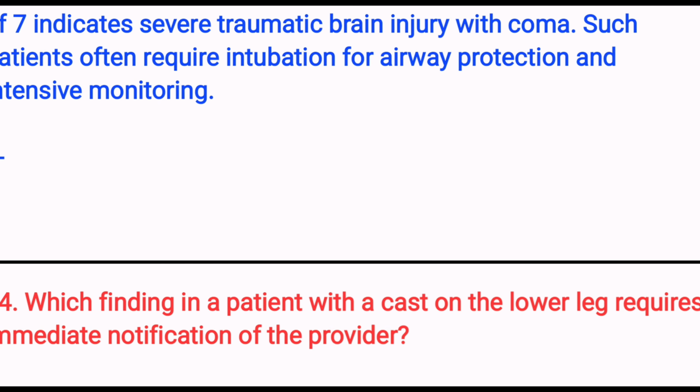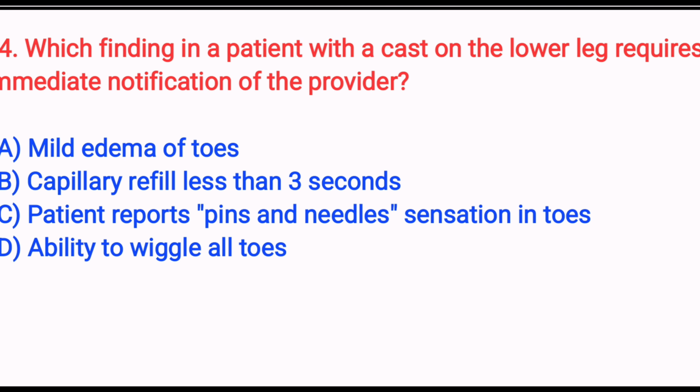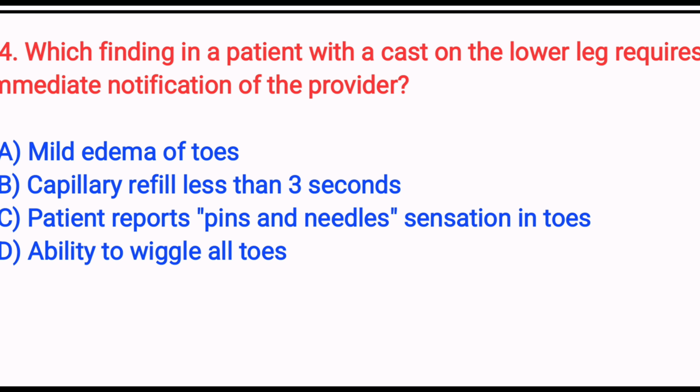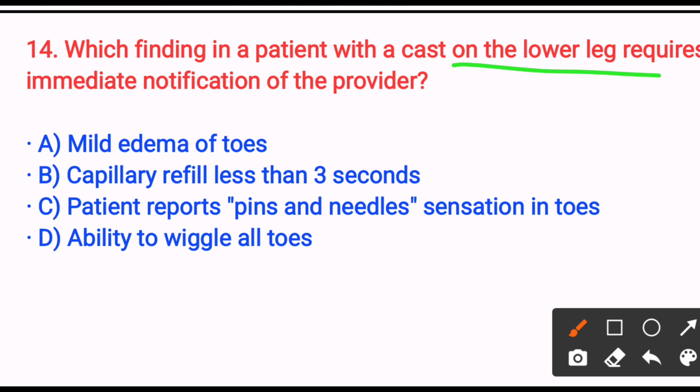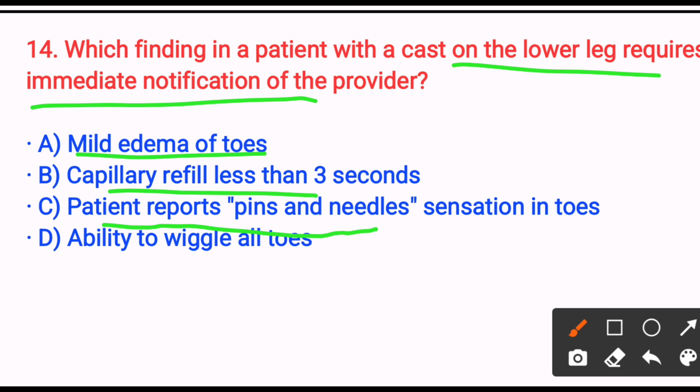Next, which finding in a patient with a cast on the lower leg requires immediate notification of the provider? Option A, mild edema of toes. Option B, capillary refill less than 3 seconds. Option C, patient reports pins and needles sensation in the toes. Option D, ability to wiggle all toes. The answer will be option C.